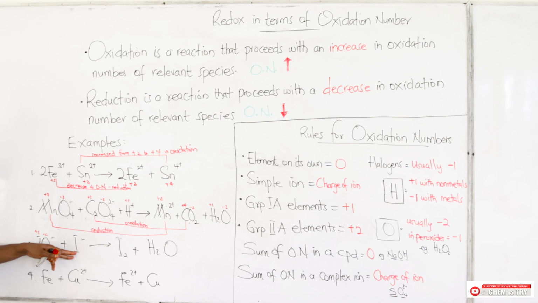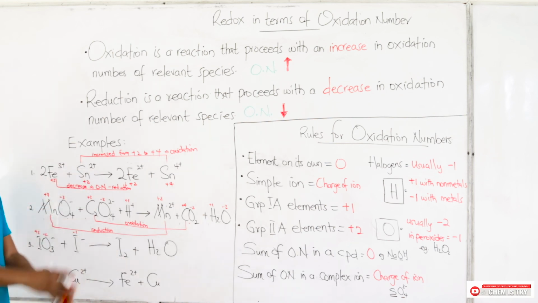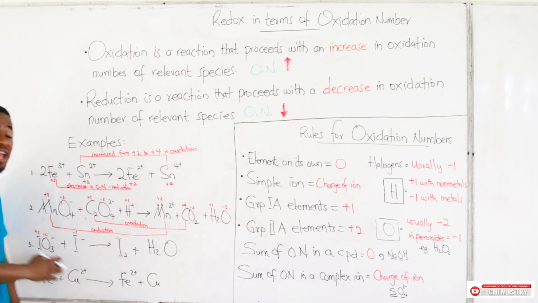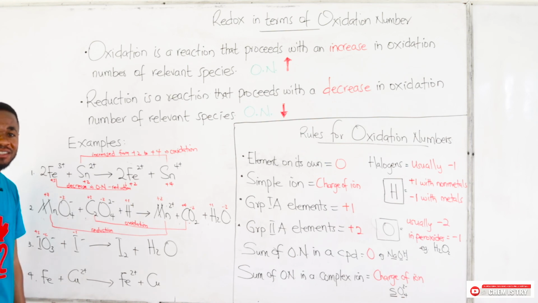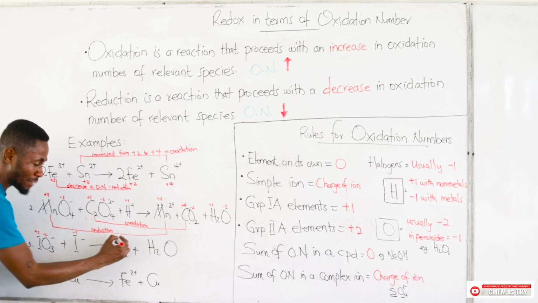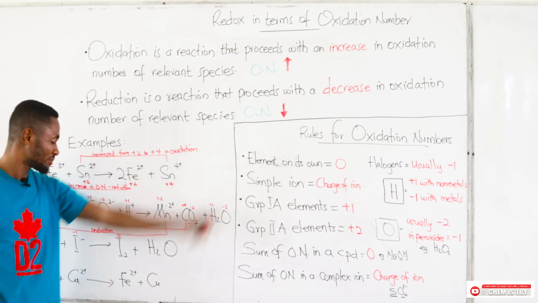Now, iodide ion is a simple ion. So its oxidation number is equal to its charge, which is negative 1. Over here we have iodine standing there alone in an uncombined state. It is not combined to any other different element. And it is also not charged. So its oxidation number becomes 0 according to the first rule.